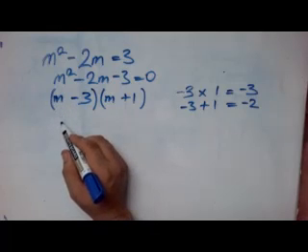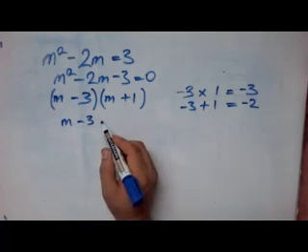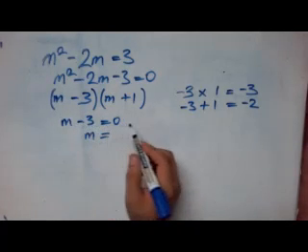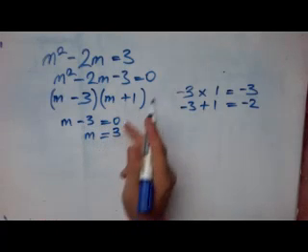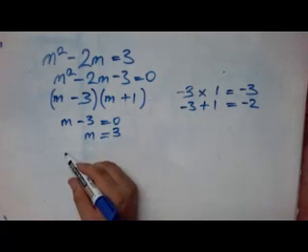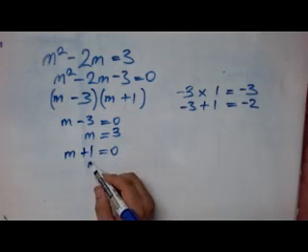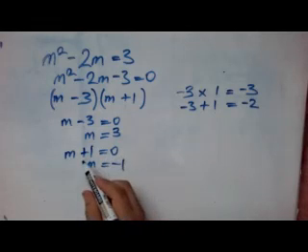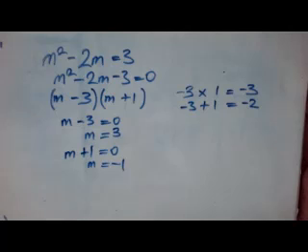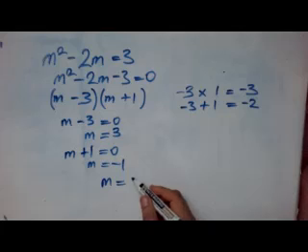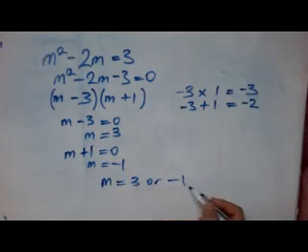We take this first. M minus 3 equal to 0. M alone will equal to 3, because minus 3 will cross over and change to positive 3. We take the second equation. M plus 1 equal to 0, so that m will equal to minus 1. When plus 1 crosses over, it becomes minus 1. So in this equation, the answer is m equal to 3 or minus 1. That is the final answer.